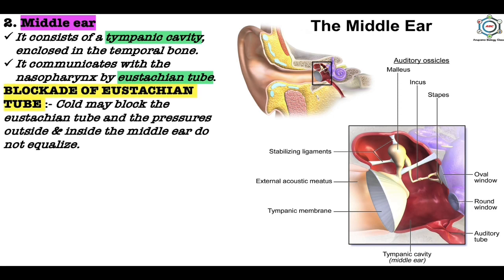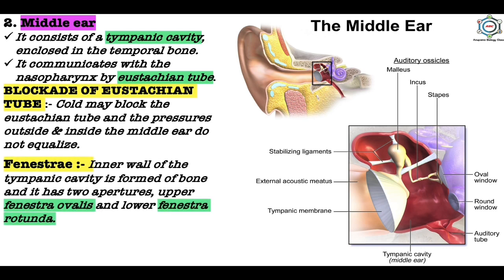Then the blockade of Eustachian tube. Cold may block the Eustachian tube, and the pressures outside and inside the middle ear do not equalize. For this reason, divers and flyers should not work when they have a cold. Outside pressure increases in diving and decreases in flying. In both cases, with blocked Eustachian tube, the middle ear pressure would remain the same, and the difference might injure the eardrum.